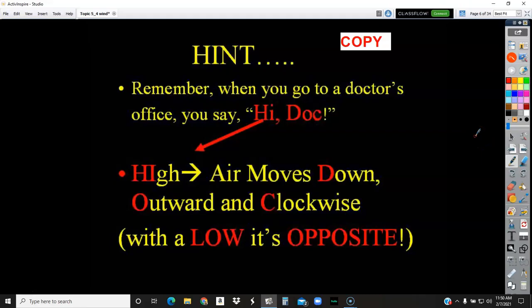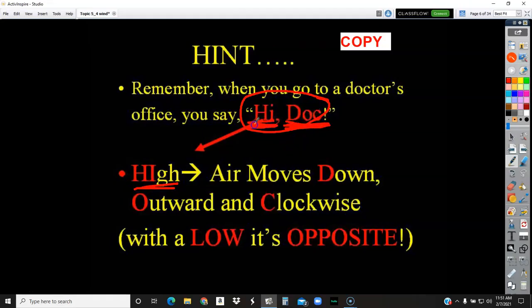Now, this little trick, I've been using for quite a long time. This will help you remember the high pressure and the way the winds circulate. So let's say you had to go to the doctor for a checkup, and you're waiting in the waiting room, and the doctor comes in and says, "Hi, how are you?" And you say, "Hi, doc." That "high doc" is standing for something. The high stands for high pressure, and the DOC, short for doctor, has three meanings, and I wrote it down here. So high is high pressure, and the DOC stands for which way the air circulates around a high.